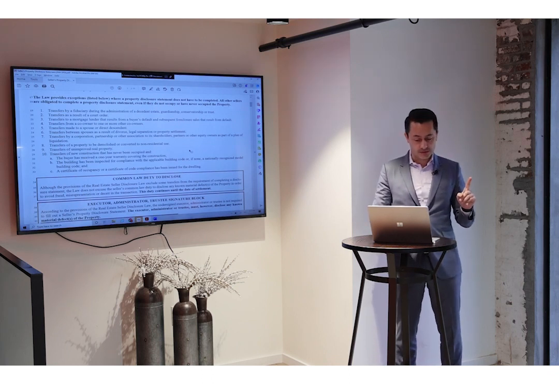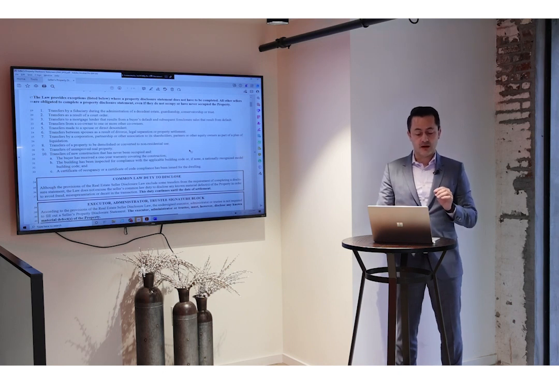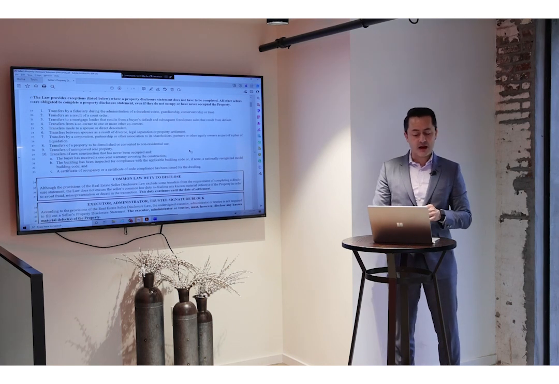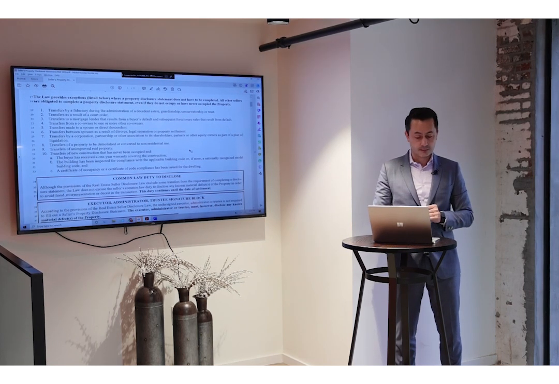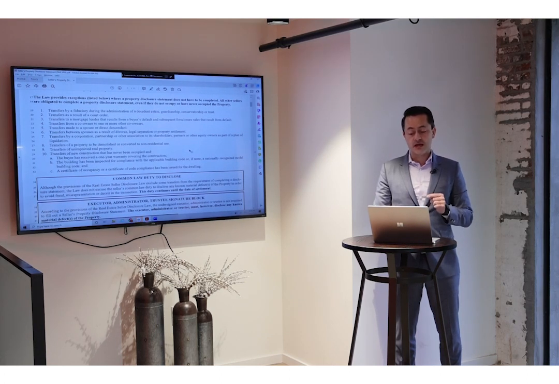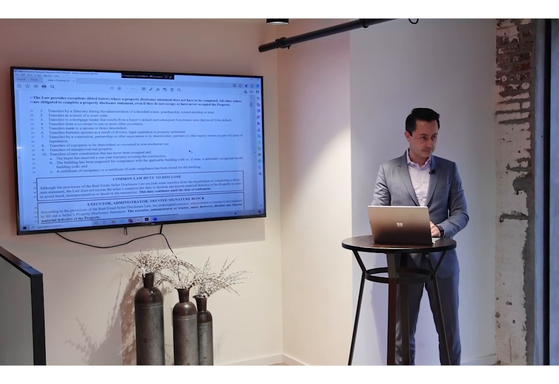Transfers of new construction that has never been occupied. This applies to new homes or apartment buildings up to 4 units, but they have never been occupied and they must meet these specifications. The buyer has received a 1-year warranty covering the construction. The building has been inspected for compliance with the applicable building code or, if none, a nationally recognized model building code, and a certificate of occupancy or a certificate of code compliance has been issued for the dwelling.